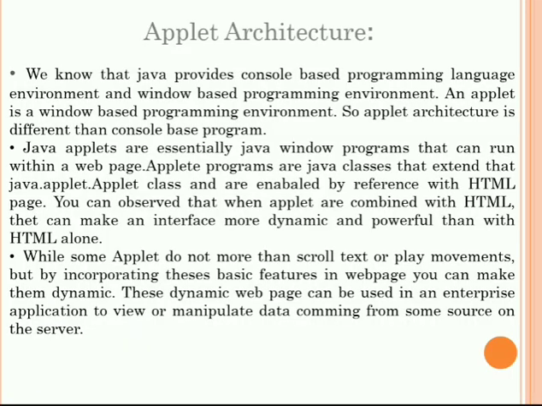Now let's see what is applet architecture. Our first point is applet architecture. We know that Java provides a console-based programming environment and a window-based programming environment. And applet is a window-based programming environment. So applet architecture is different from a console-based program. Java provides a console-based programming language environment and a window-based programming environment, but an applet works in a window-based programming environment. So applet architecture is different from console-based programming architecture.